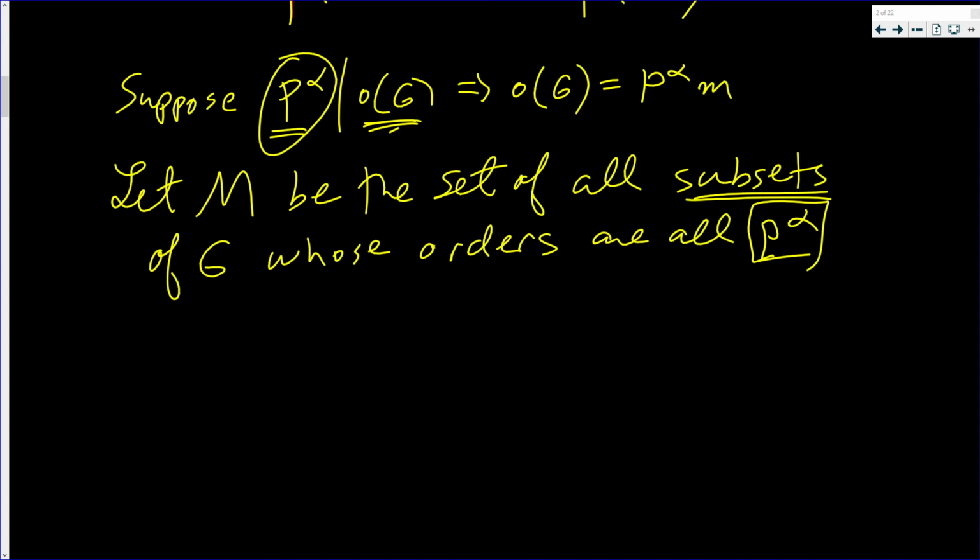So it's really clever to look at this set script M, because it's the set of all subsets of G that have this order. And if the theorem is true, then we should be able to find at least one subset of G whose order is p to the alpha, which in fact is a subgroup.